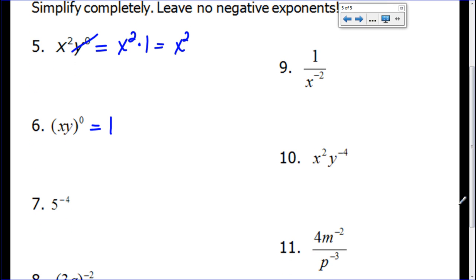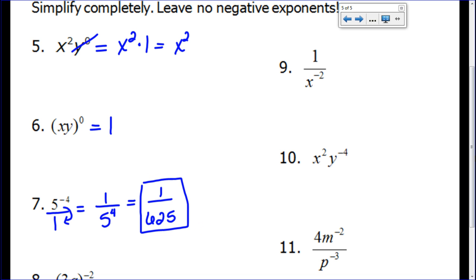Number 7 is just the number 5 with a negative exponent, 5 to the negative 4. So that's the same thing as having this 1 on the bottom. So remember, it's got to cross the line to change the sign, so it becomes 1 over 5 to the positive 4 power. Now, if you want to get your calculator and ask it what 5 to the 4th power equals, you can simplify this even further and say it is 1 over 625, because that's what 5 times 5 times 5 times 5 equals. Both of these are correct. To be simplified completely, it has to be here. There can't be any exponents remaining.